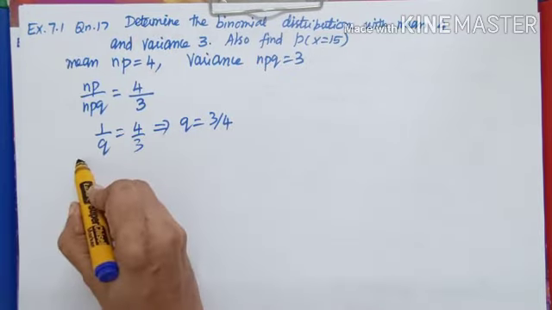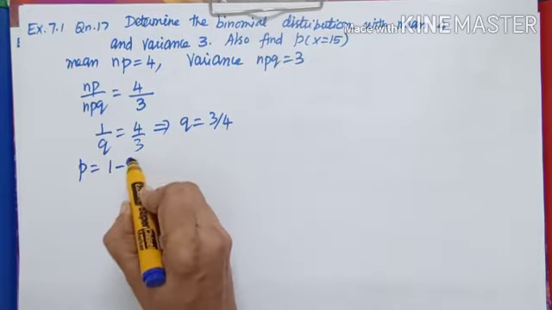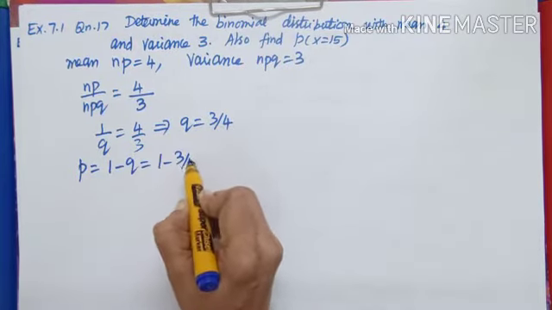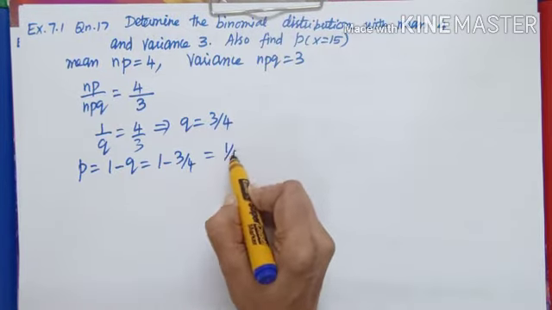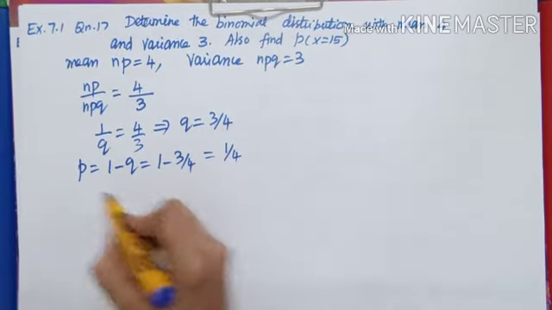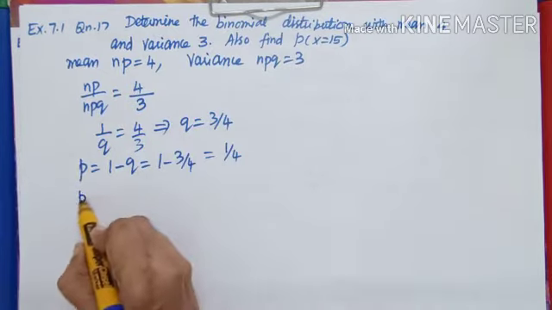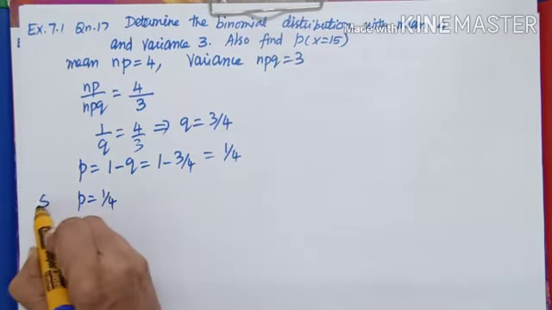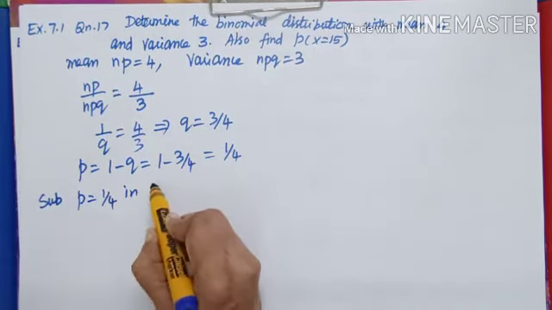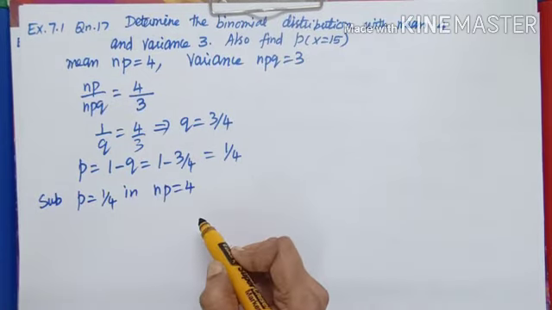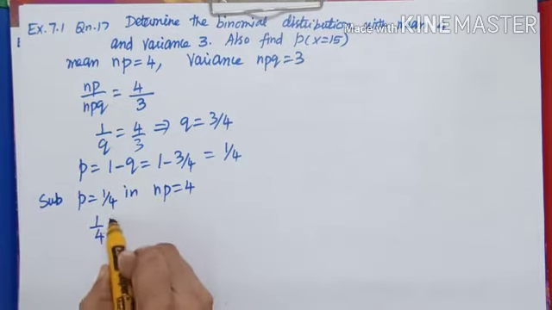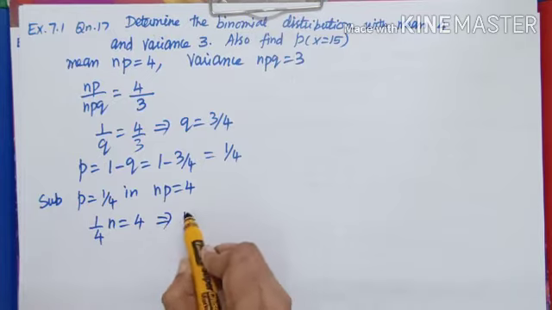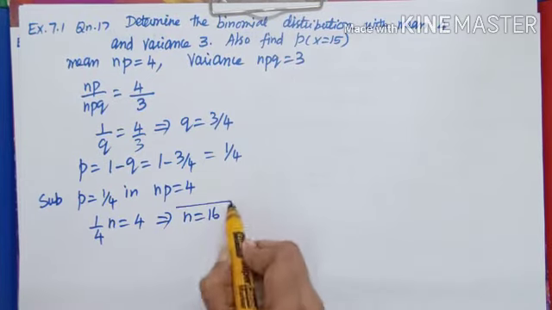Once I know q, p is equal to 1 minus q, that is 1 minus 3 by 4, 4 minus 3, that is 1 by 4. Put p value in np. p is equal to 1 by 4. Let us substitute in np equals to 4. So 1 by 4, n is 4 or n is equal to 16.